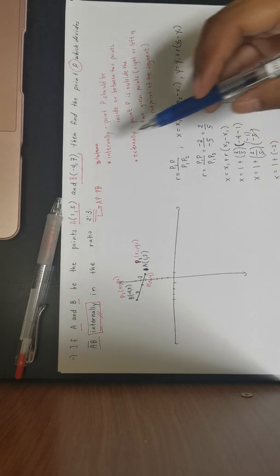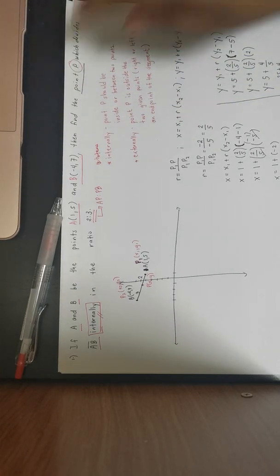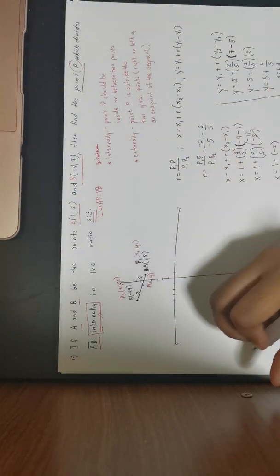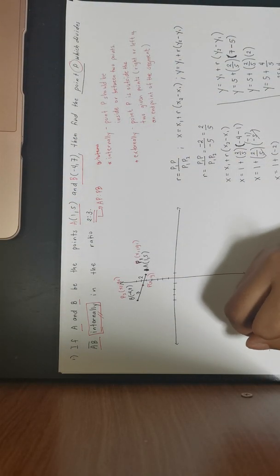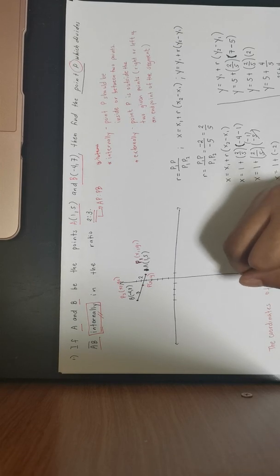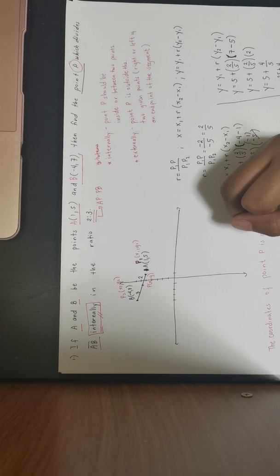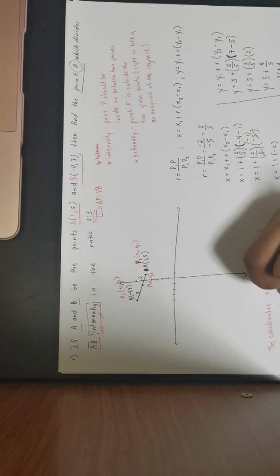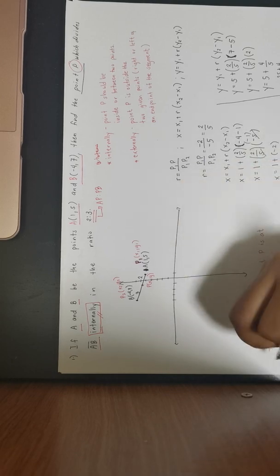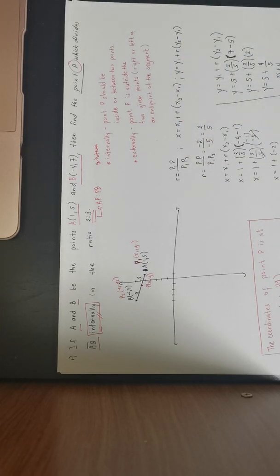So therefore, what are the coordinates of point P? The coordinates of point P is (-1, 29/5). So that's the answer for number 1.